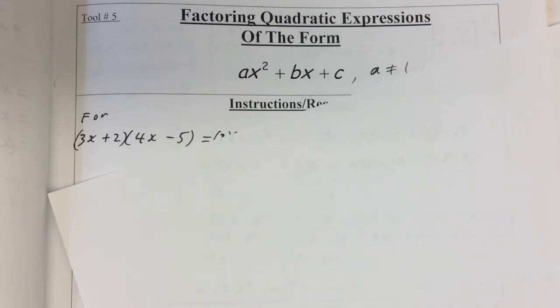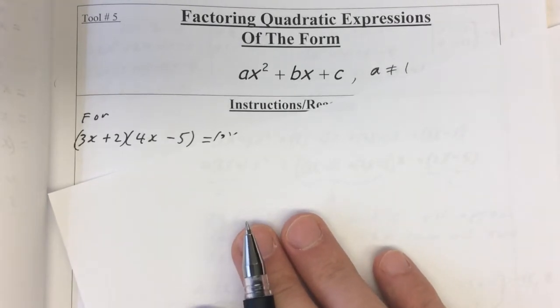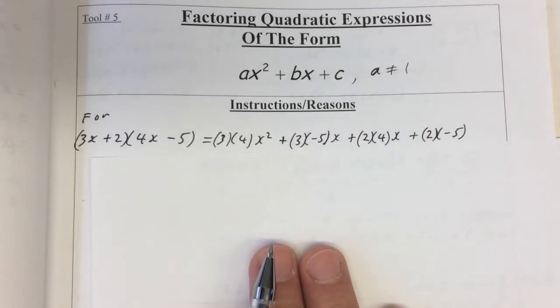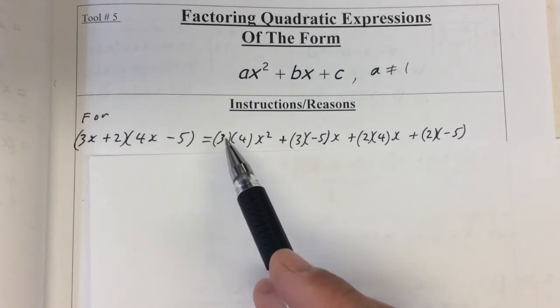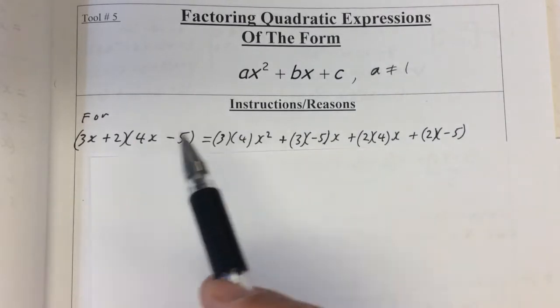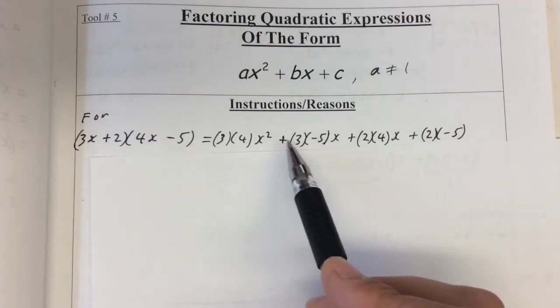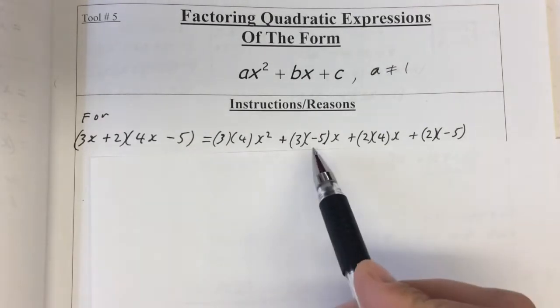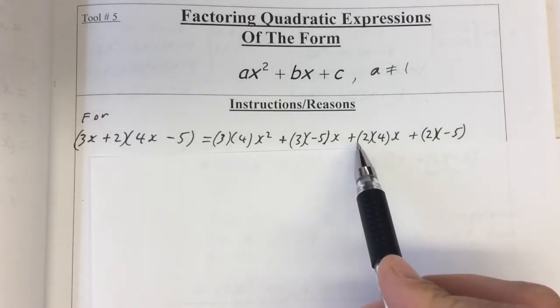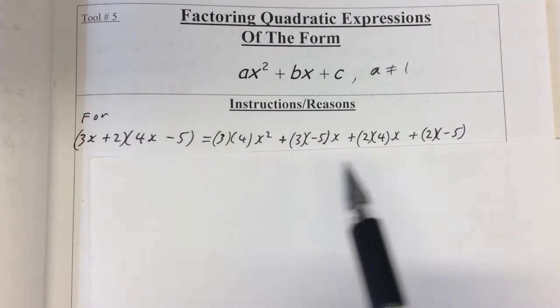If we multiply this out and just keep everything organized, don't jump too quickly into factoring it or expanding it, then we have this. Okay, so we keep the numbers without actually multiplying them. We keep them set up here. So that's the first 3x times 4x is 3 times 4x squared, plus the outside 3 times negative 5x, plus the inside 2 times 4x, and then the last 2 times negative 5.